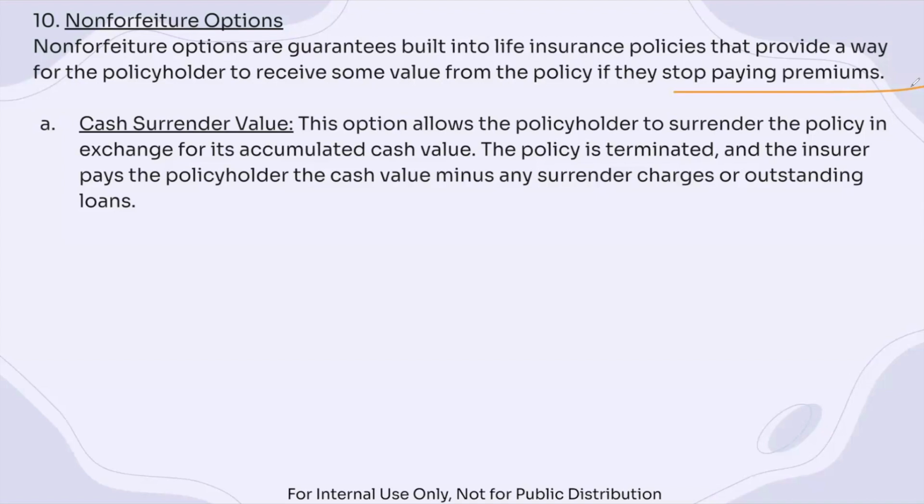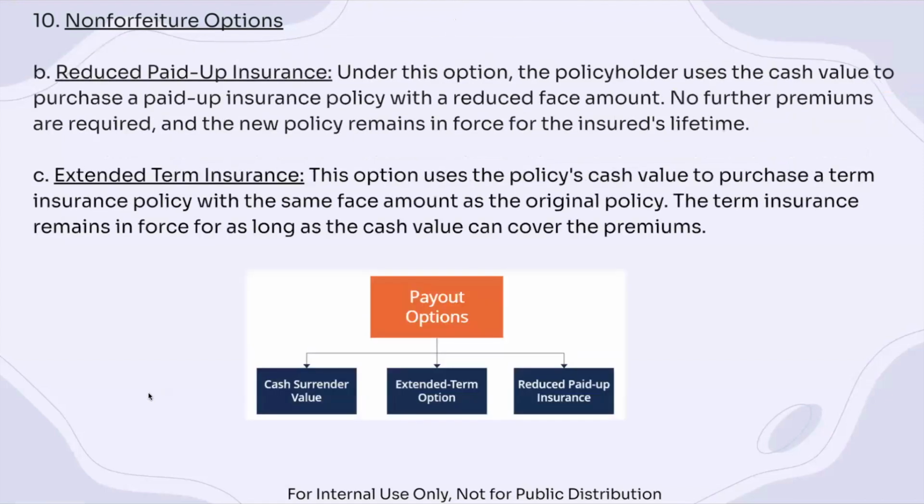Well, the first option is the cash surrender value. This allows the policyholder to surrender the policy in exchange for its accumulated cash value. So the policy is terminated and the insurer pays the cash value minus any surrender charges or outstanding loans. So that's one option, just to receive cash, a way that they can totally surrender the policy due to not paying premiums. Now, there are two other results besides the cash surrender value.